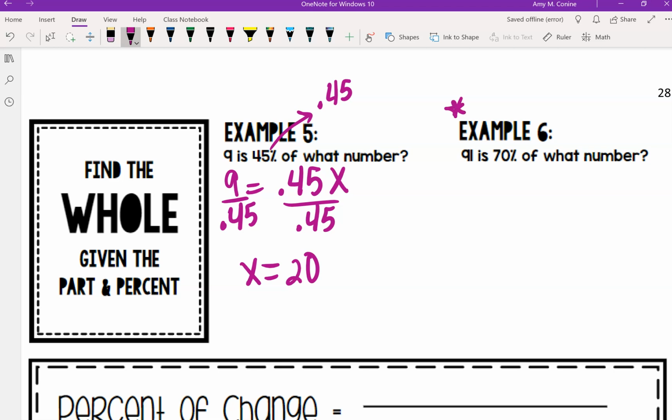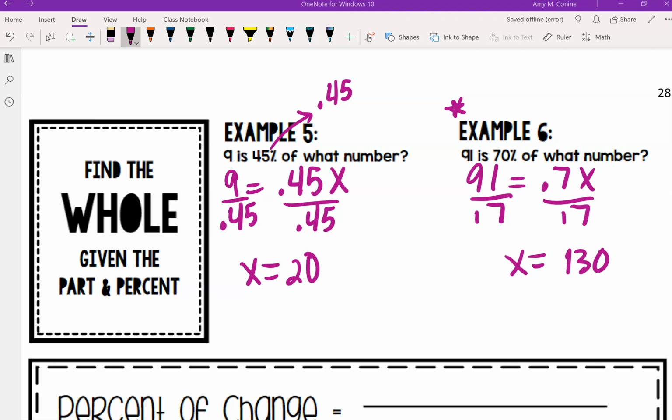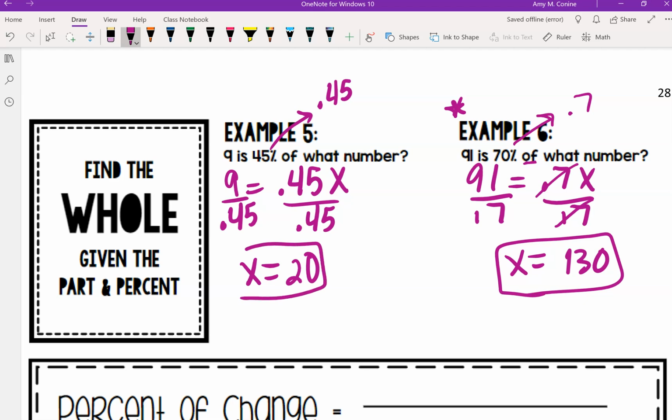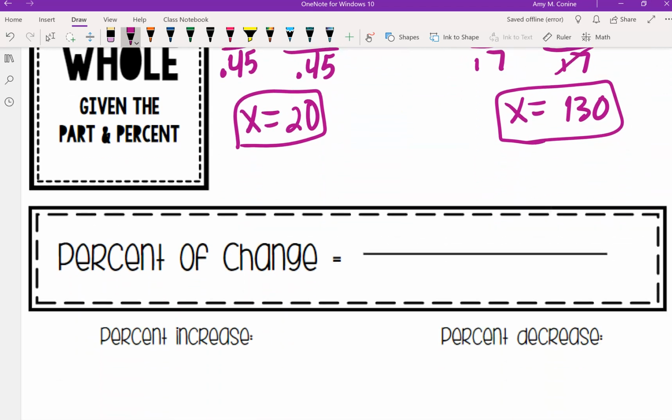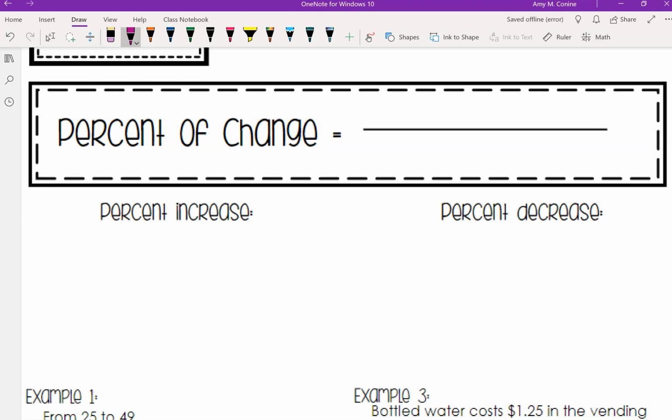So I want you to go ahead and do example 6 on your own. 91 is 70% of what number? Go ahead and do that now. All right, so 91 equals 70% as a decimal is 0.7. Of what number? Remember, of is multiply, so 0.7 times x equals 91. Divide by your 0.7s, and you should get x equals 130. Okay, again, if you have any questions about where all that comes from, just let me know. Again, you don't have a percent button in your calculator, so make sure you know how to find that mathematically.